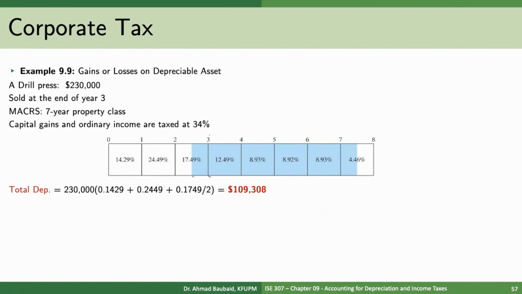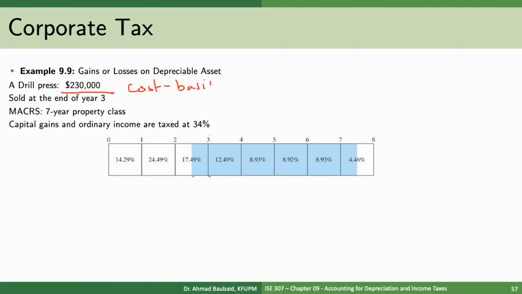Let me just show you this example. Maybe it helps because this has all the cases. So here we have a drill press that is bought for $230,000. This is the cost basis, the initial investment cost, right? It's sold at the end of year 3.